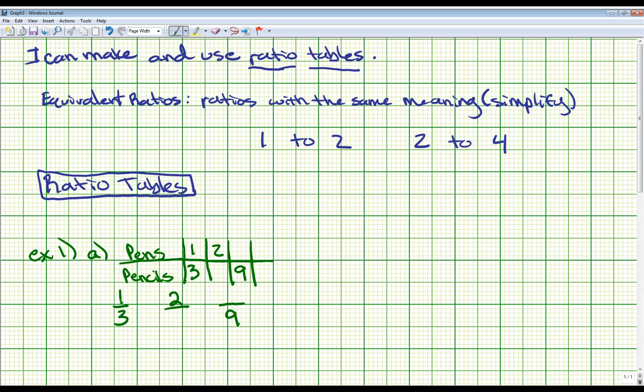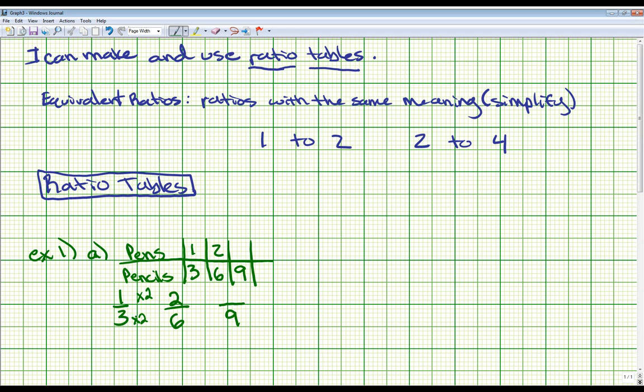If I'm going to scale 1/3 up, so 1 becomes a 2, I could multiply by 2. So 1 times 2 would give me 2. I also have to do the same thing to the bottom. So 3 times 2 would give me 6. So this missing number here would be a 6.